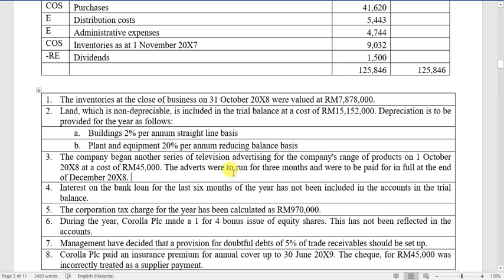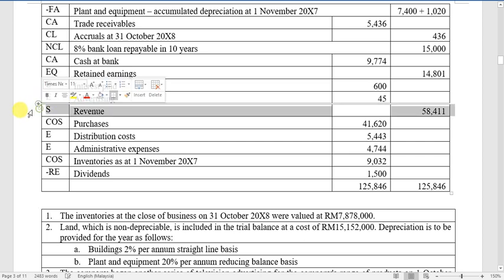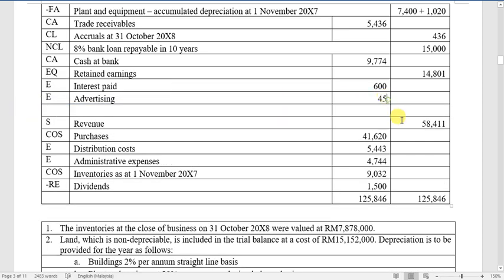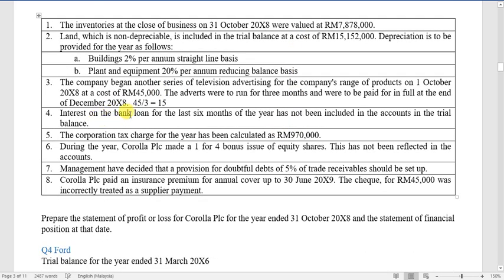How much you have used up? 45,000 divided by 3 months, right? So you have used up 15,000. So this is advertising. Means that under advertising here, you have to plus 15,000. And this 15,000 is your accrual advertising. Are you guys okay? Okay, then next.